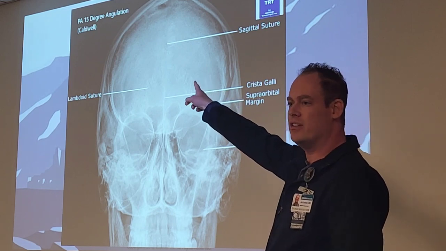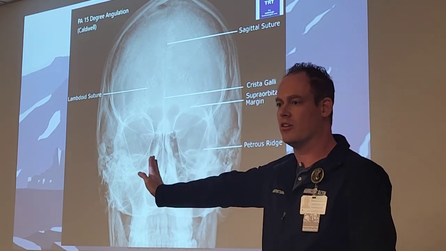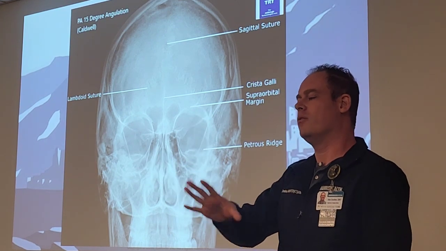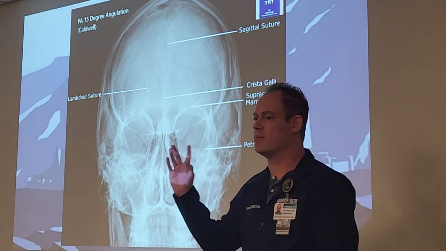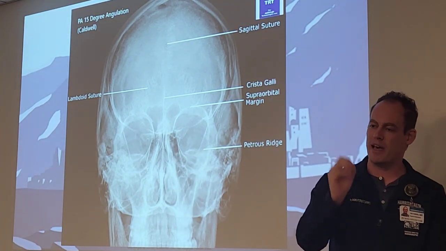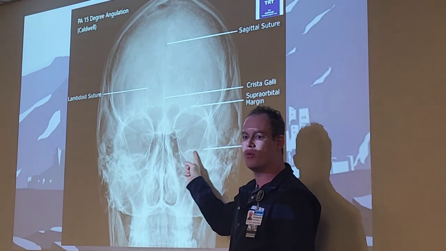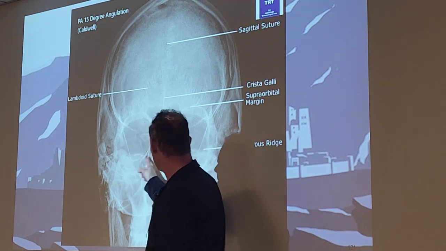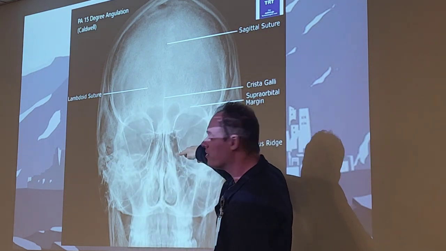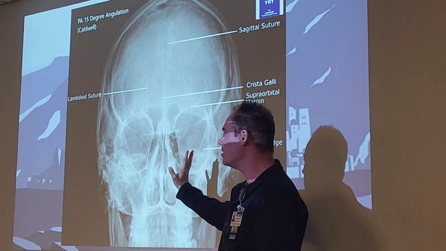What we have here, now this one's correct. See how it says PA 15 degrees? This is a correctly done PA Caldwell skull. How do I know that? Well, go ahead and write this down once again. I always know that my PA Caldwell skull has been correctly positioned with the patient and the angulation when my petrous ridge is in the lower one-third of my orbit. Y'all see that? See that ridge? Like a little wave, lower one-third of my orbit. That means that is optimally positioned and angled. That's what I want to see.